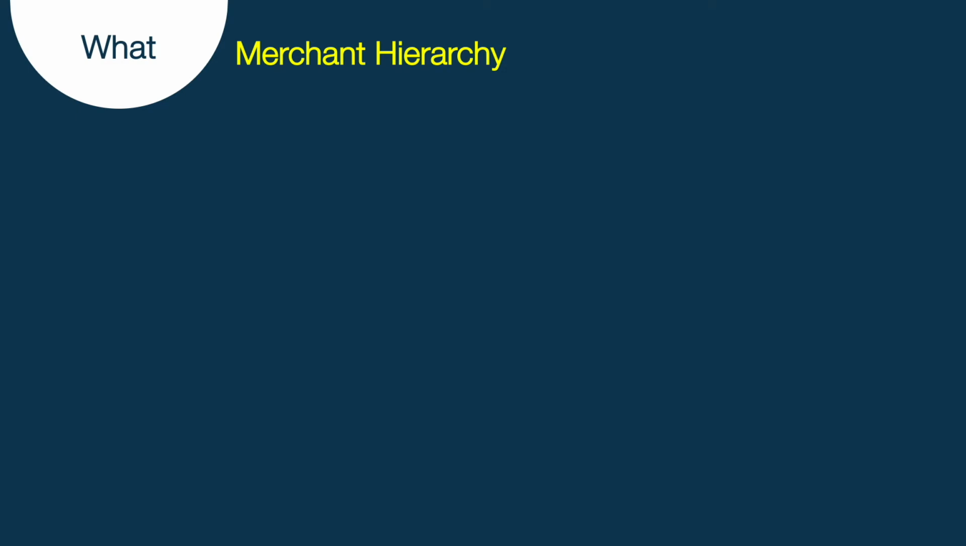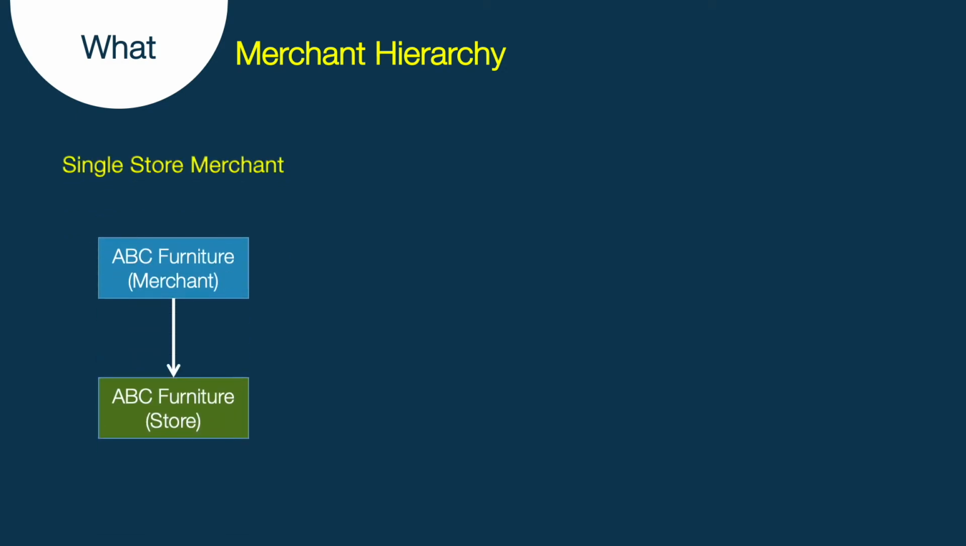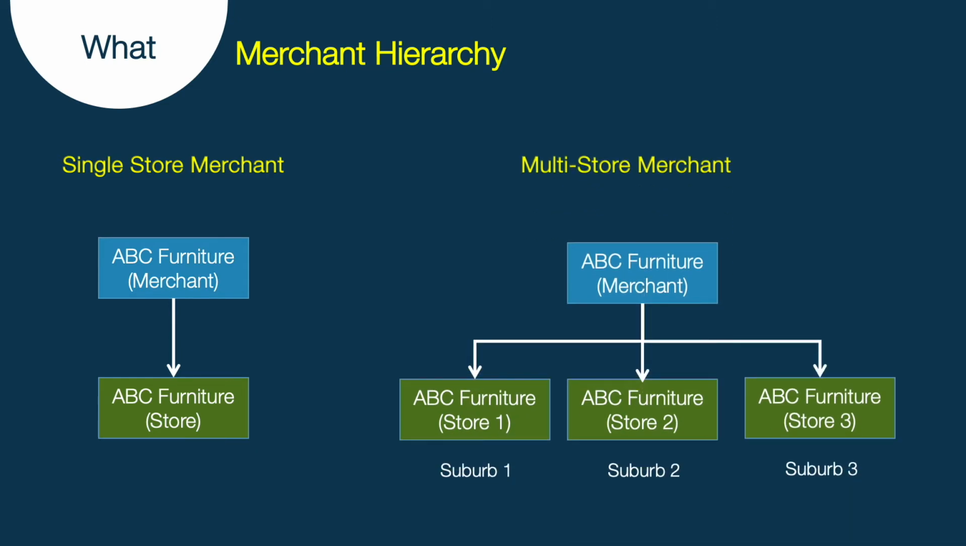Now, let's look at some standard merchant hierarchies. The first one is a single store merchant, where the merchant has only one store front. The next one is a multi-store merchant, where one merchant has stores in various suburbs or various locations. In this example, the merchant has three store fronts.